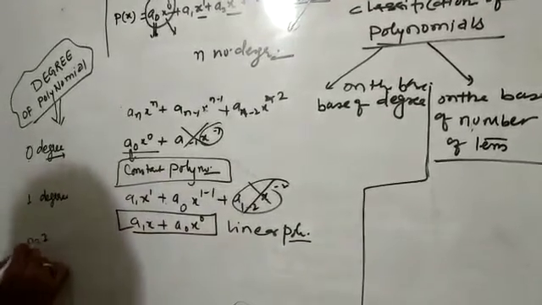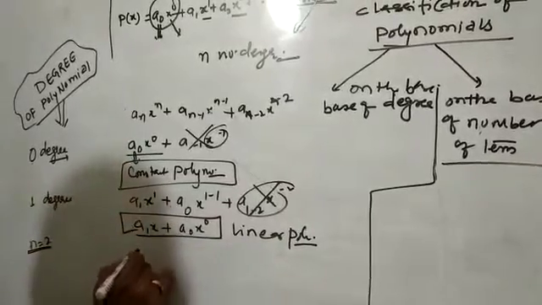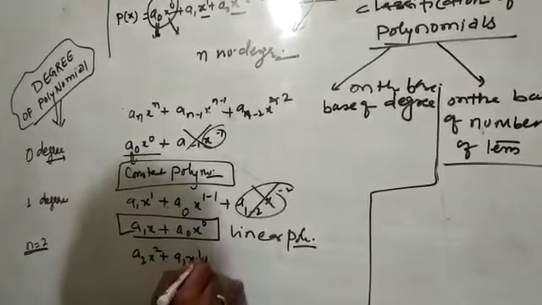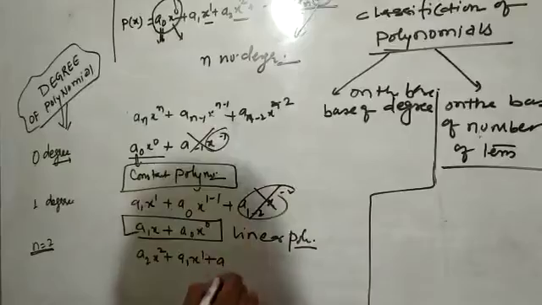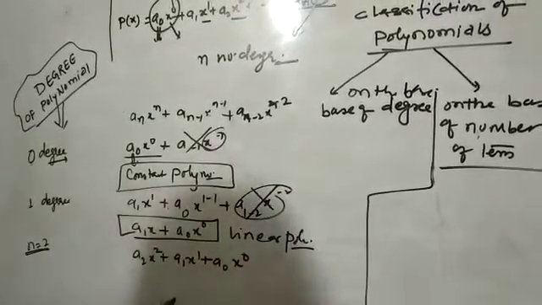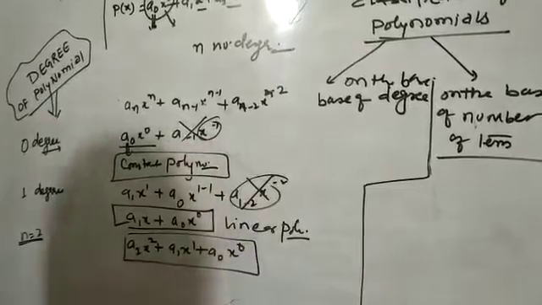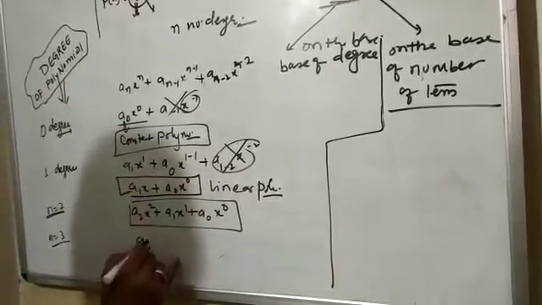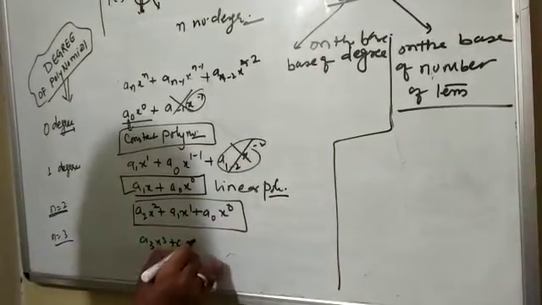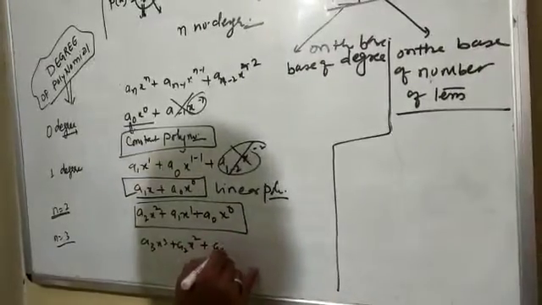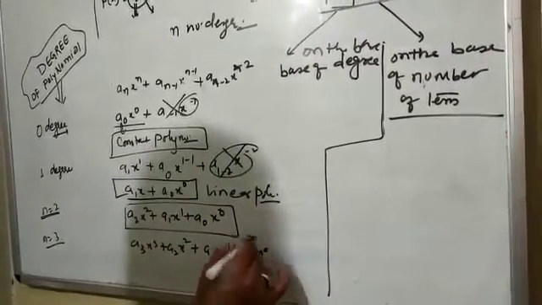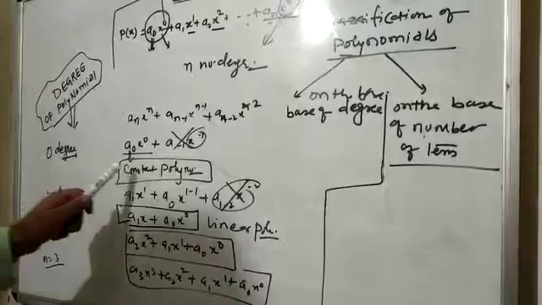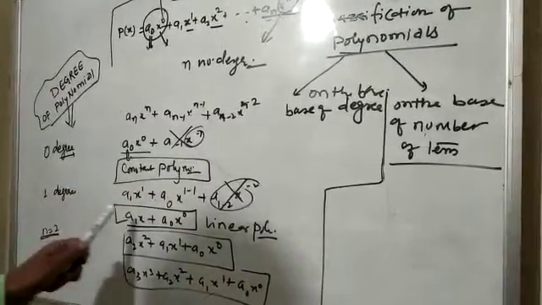If n is equal to 2, we get a2 x square plus a1 x to the power 1 plus a0 x to the power 0. This is a quadratic polynomial. If n is equal to 3, then it is a3 x cube plus a2 x square plus a1 x plus a0. This is a cubic polynomial. Always remember that if you put n equal to 0, that is a constant polynomial, and if n is equal to 1, that is linear.